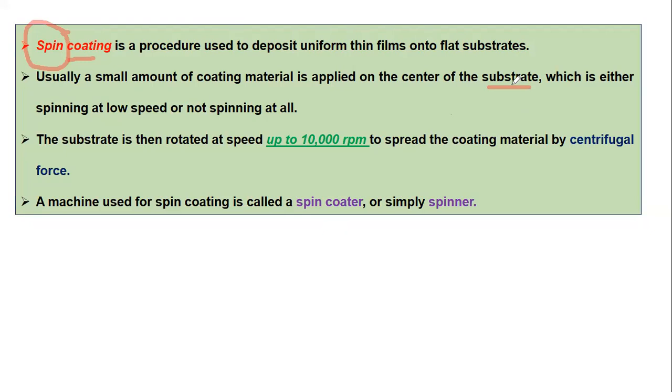If we use a substrate such as glass, polymer, or silicon wafer, that kind of substrate is used to deposit a thin layer, a thin film, by using the spin coating machine, which is either spinning at low speed or not spinning at all.